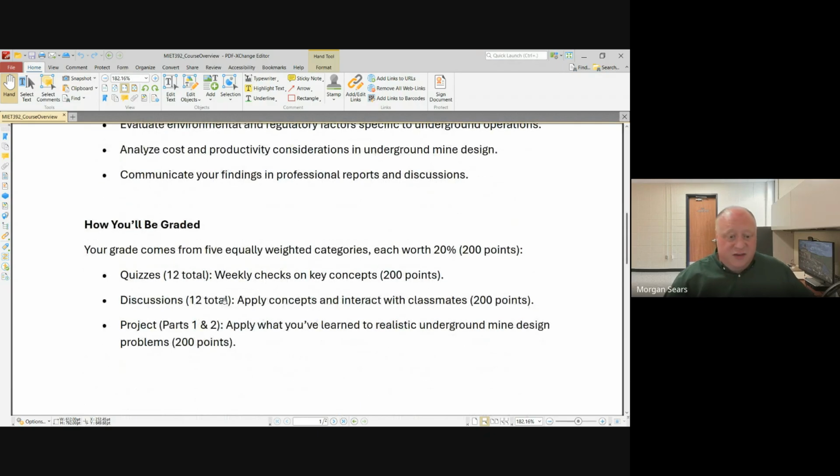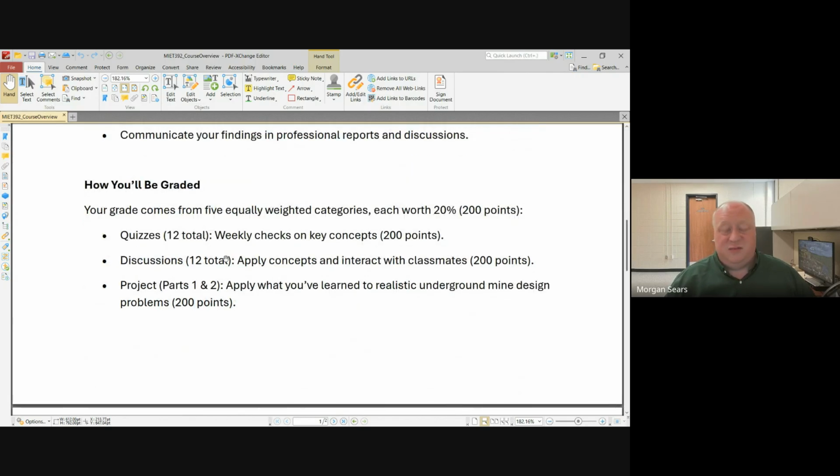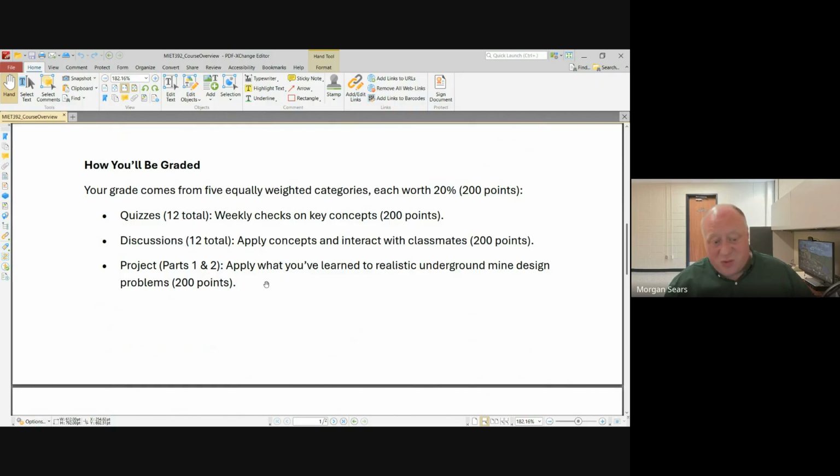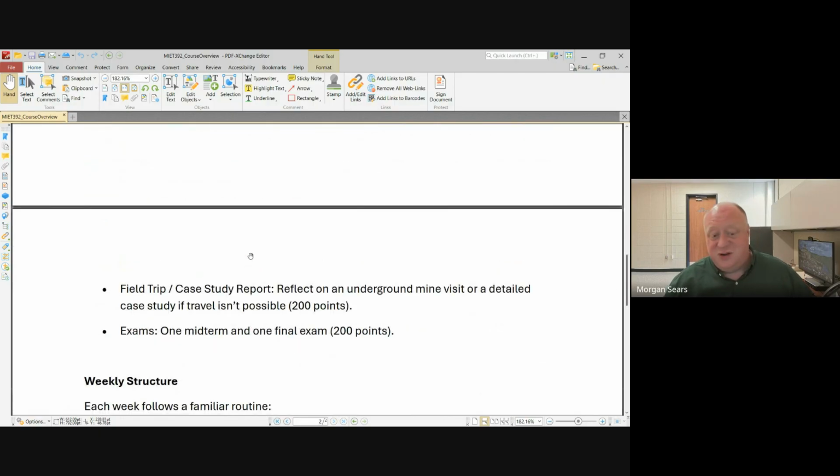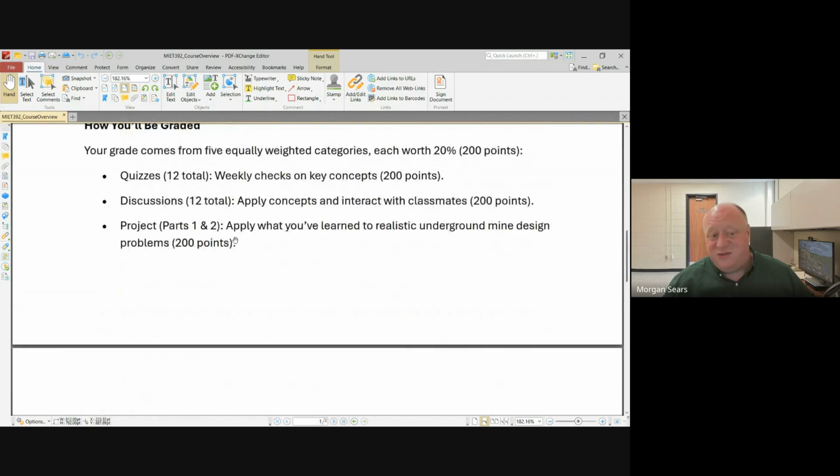So, how you'll be graded. This is going to be extremely familiar if you were in MIET 312, surface mining class, because I've laid it out exactly the same way. The number of quizzes, some number of discussions, a two-part project, field trip, case study report, and then of course two exams, midterm and a final. And that's 1,000 points total.